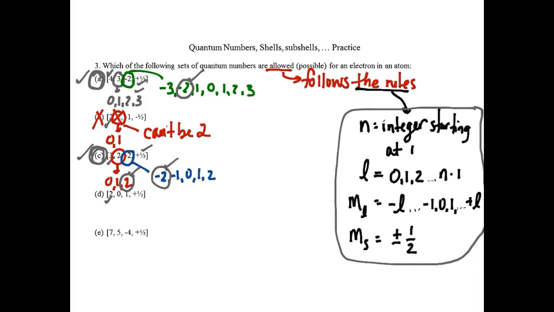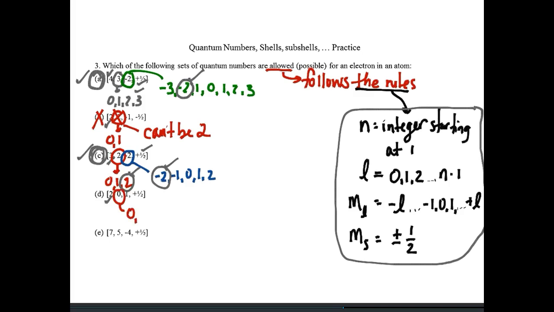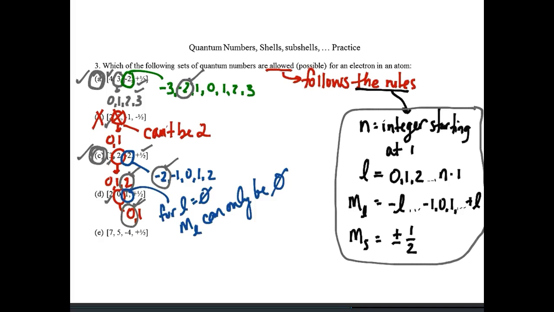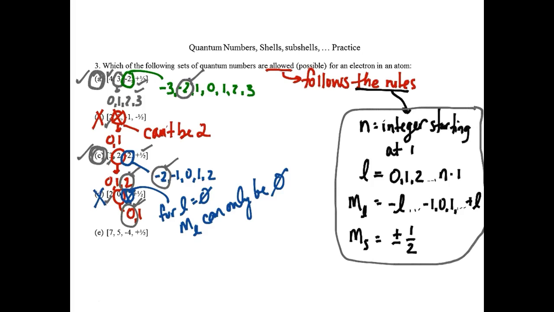Part D, 2 is fine. If N is 2, then L can be 0 or 1, and 0 is on our list, so that's fine. However, for an L of 0, M sub L can only be 0. It can't actually be 1, and so that one is wrong. So you're not going to circle D because of that M sub L value being wrong.